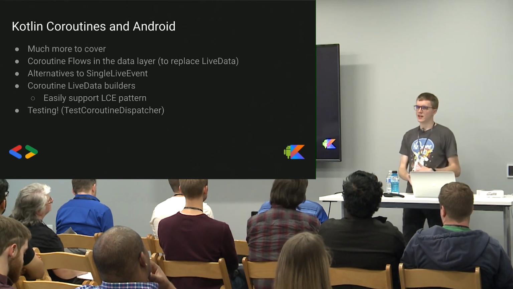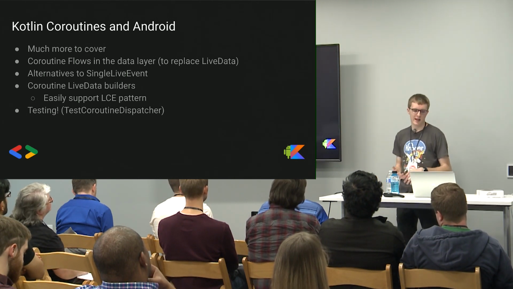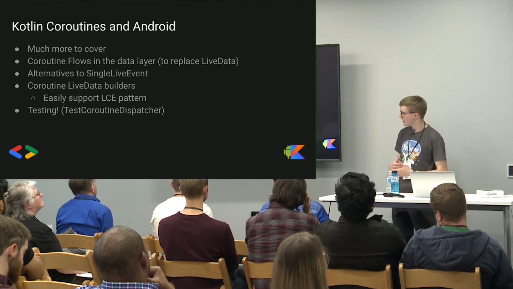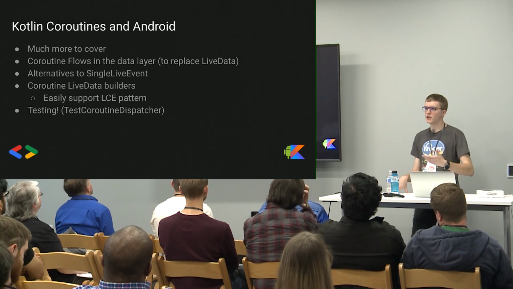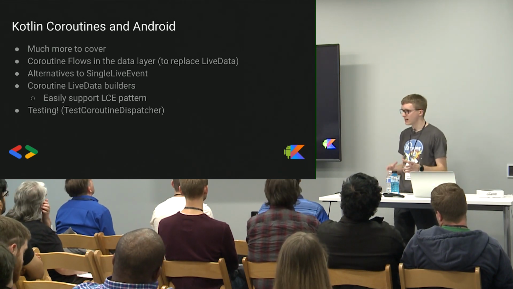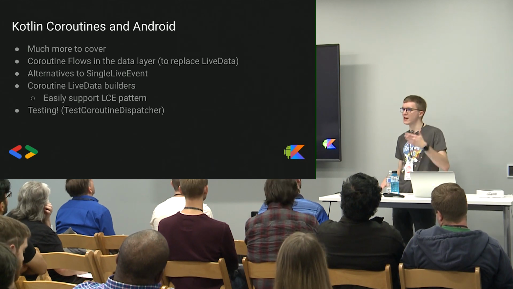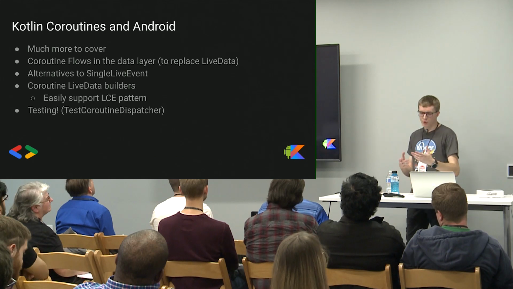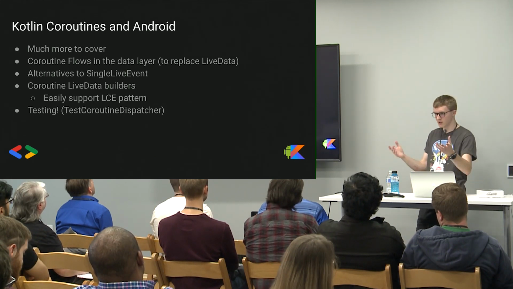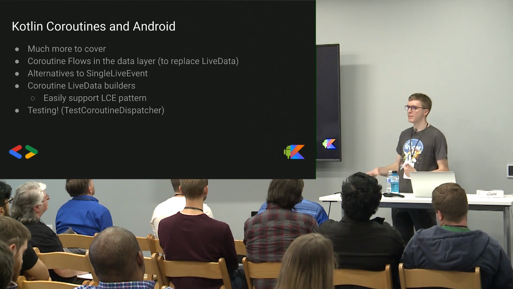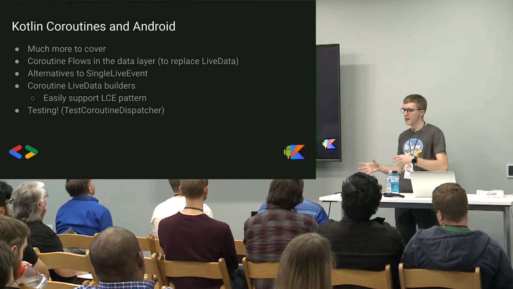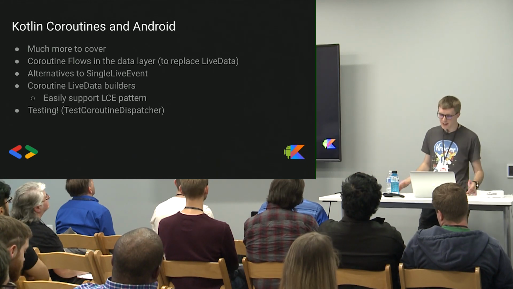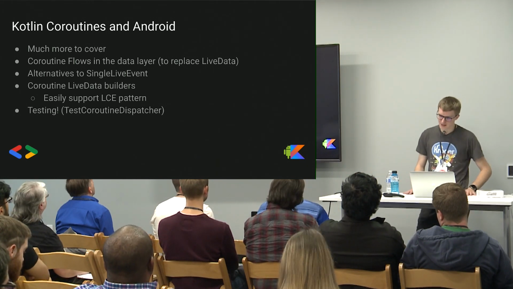There's alternatives to that in Kotlin through channels and other coroutine mechanisms. And then on top of that, there are coroutine LiveData builders, which allow you to make really nice LiveData implementations where, instead of having that private mutable, public immutable, you could build your own LiveData, which easily enables you to support that LCE pattern I discussed, where you can emit your loading state, your content, and/or your error.